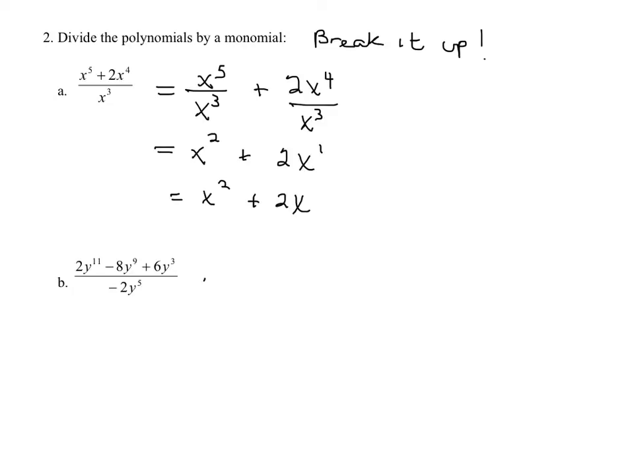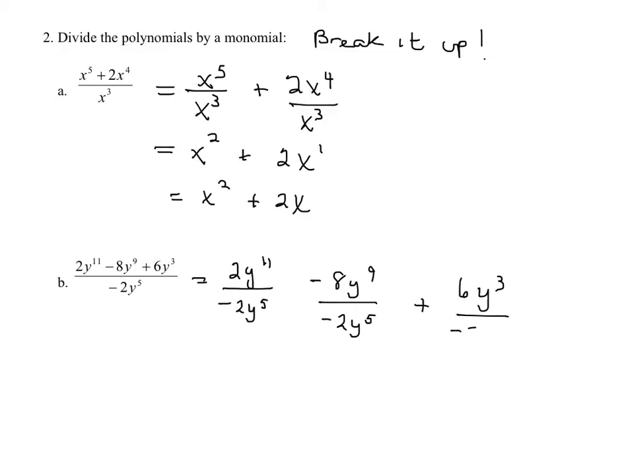Let's do the next one. So 2y to the 11th over negative 2y to the 5th minus 8y to the 9th over negative 2y to the 5th plus 6y to the 3rd over negative 2y to the 5th. I love this one. Let's do it. 2 divided by negative 2 is negative 1. 11 take away 5 is going to be y to the 6th.